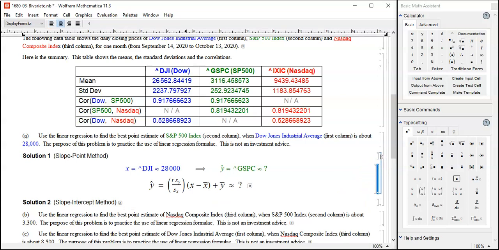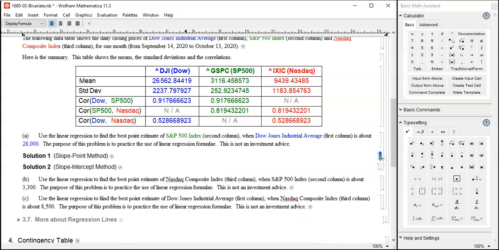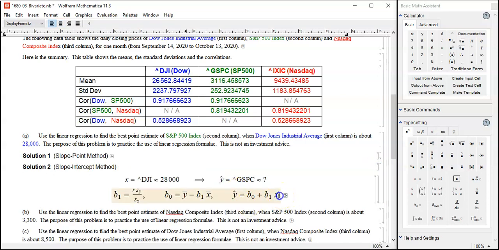Next, let's work on the same problem using the slope-intercept method. So here's the equation of the line. This is the slope, and this is the y-intercept. And how do we get that? Here's the slope computation, and after calculating this, you can find out the y-intercept by this formula here. And then put those in, you can finally do your regression. Basically, this is a three-step process.